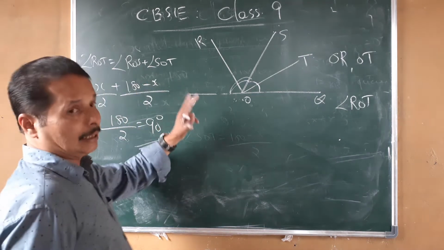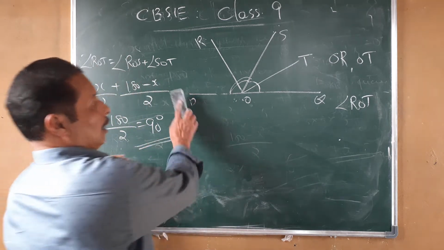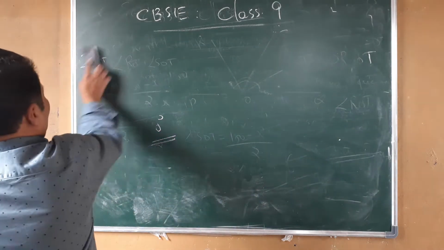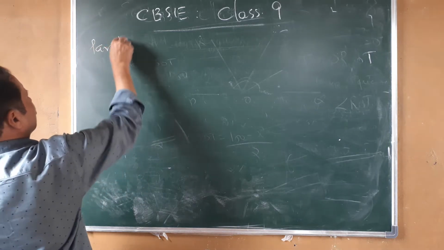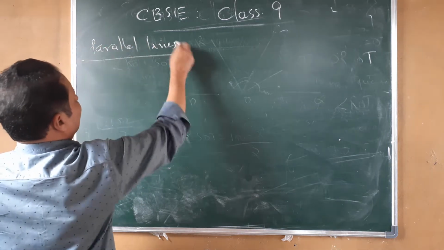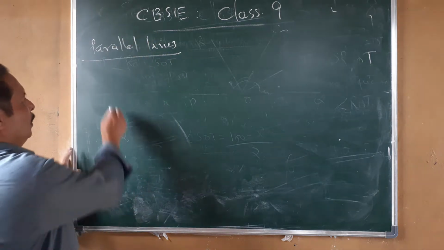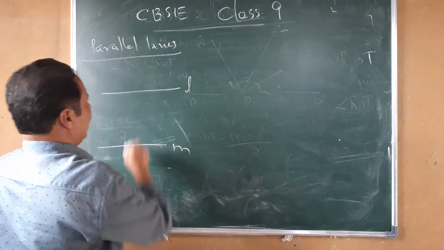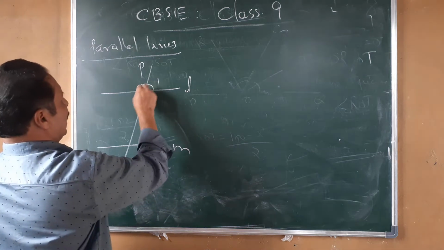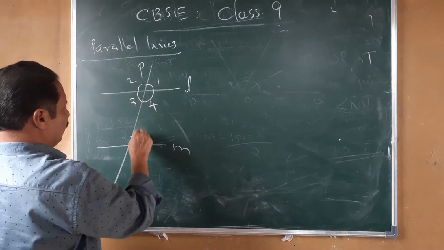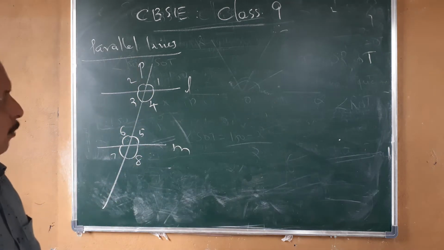Once again, you watch the video carefully and analyze the question and take the steps. Are you ready? Next, write a heading: parallel lines and transversal. Transversal means cutting them. These are parallel lines. L and M are parallel lines. P is a transversal. And here you mark the angles 1, 2, 3, 4 and 5, 6, 7 and 8. Better you draw the figure. I'm waiting.